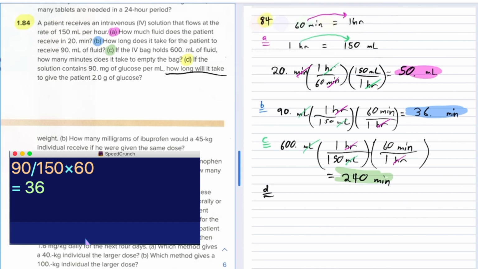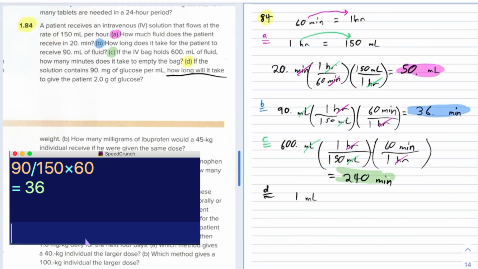So it looks like this IV bag contains glucose. Okay, what do you call those, you nurses? Sugar water? So 90 milligrams glucose per milliliter. Let's write that down. 1 milliliter gets the patient 90 milligrams of glucose.